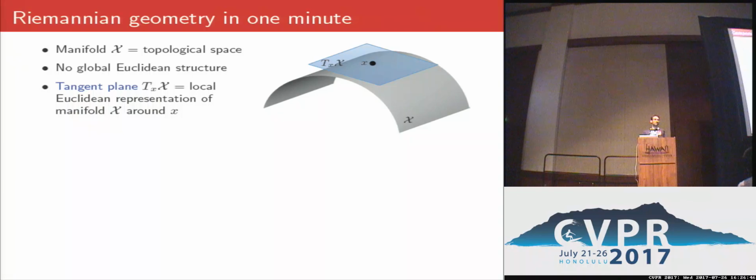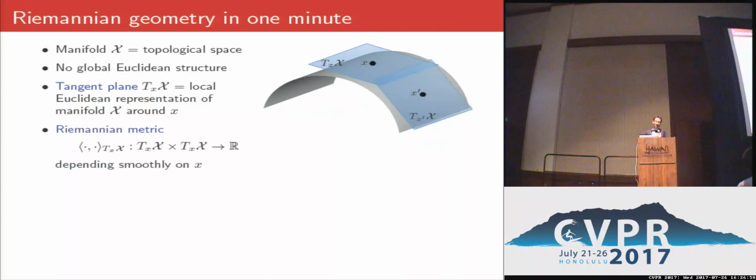So just don't be misled by the fact that these are two-dimensional manifolds. These are boundary surfaces of three-dimensional objects, three-dimensional volumes. But these are two-dimensional manifolds that model three-dimensional shapes. On the tangent space, we define an inner product that we call the Riemannian metric.